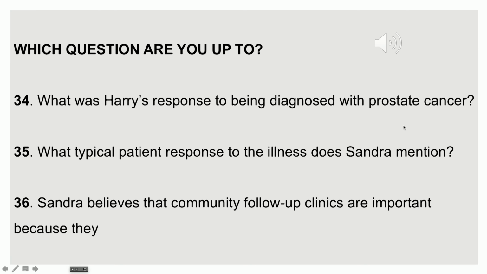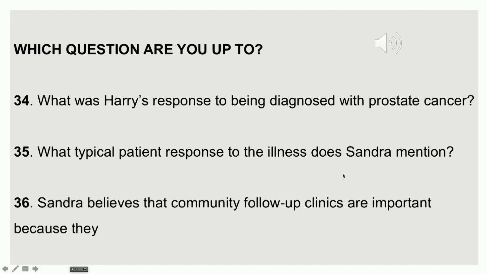Okay. What about these ones? These ones, rather. Which question does this audio relate to? 34, 35, or 36? For me, these factors really underline the importance of the community follow-up clinics we have in my area.